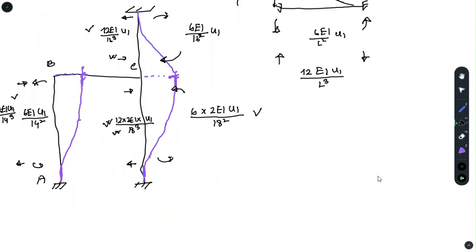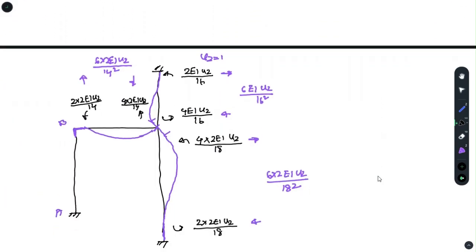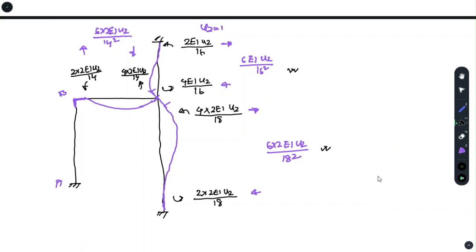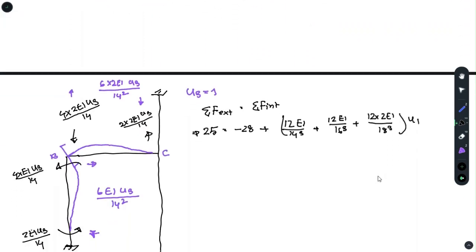It was our first one and it's our second one. So what are the reactions we're getting from here? So it's one reaction, and it's another reaction. So two reactions. One reaction is 6 EI U2 over L1 squared, and another reaction was 6 twice EI U2 over L2 squared. So two reactions we are getting from the DOF here.